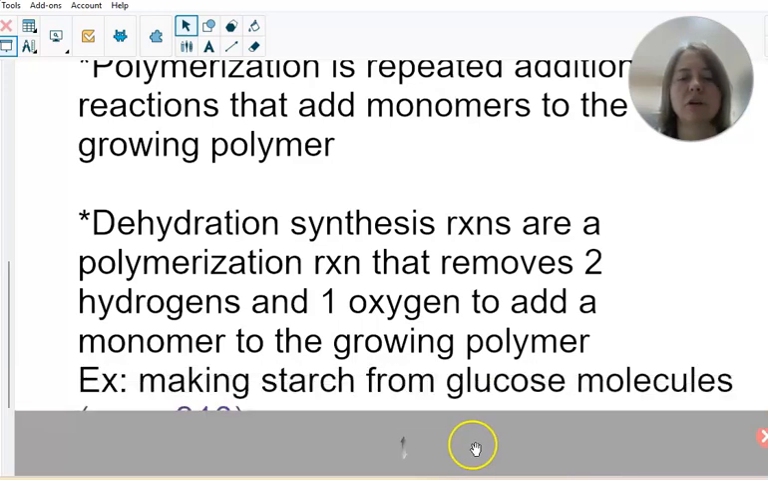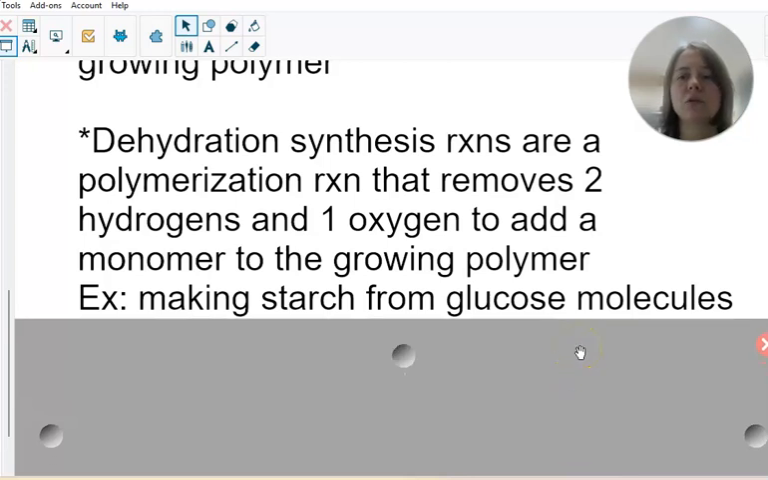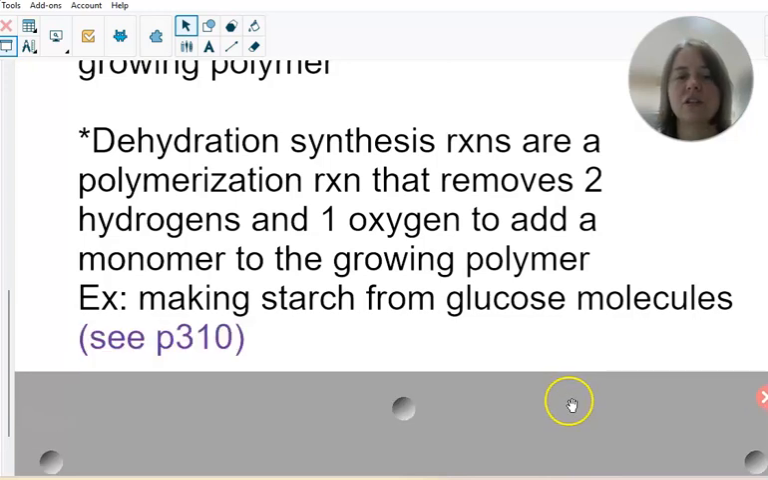the growing polymer. So for example, making starch from glucose molecules is where you have a glucose and another glucose, and then you have a growing polymer, and then you add another glucose and you have a longer polymer, and you keep going, probably hundreds of glucose molecules to make starch. And there's a nice picture of that in your book.